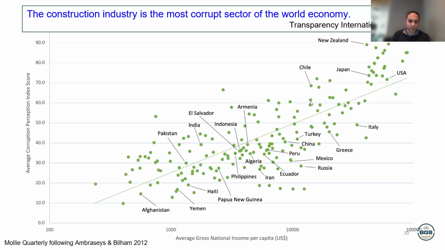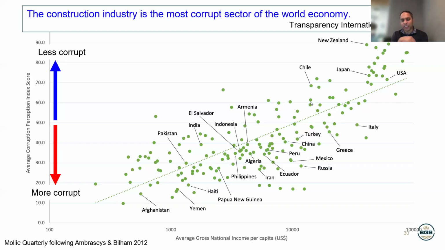So how do we visualize some of this corruption story? This is a famous graph from Nicholas Ambraseys and Roger Bilham from 2012 that I had my students recreate using the latest data. What it shows is every country in the world with their national income, i.e. GNI, against their corruption score. Remember, high score is less corrupt and low score is more corrupt.